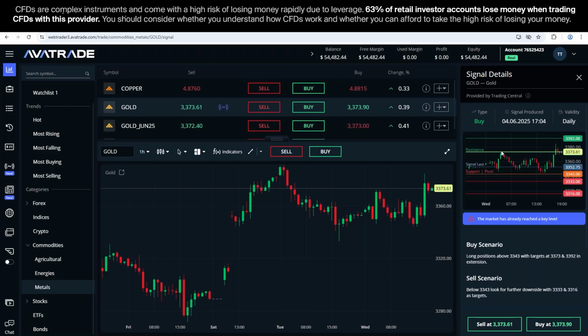So from a technical sense, we see resistance, ranging, and then a breakthrough of the resistance, and then a pullback with that resistance level now appearing to hold as support. So a buy signal with take profit up at 33.92 or higher is what we see from this signal.